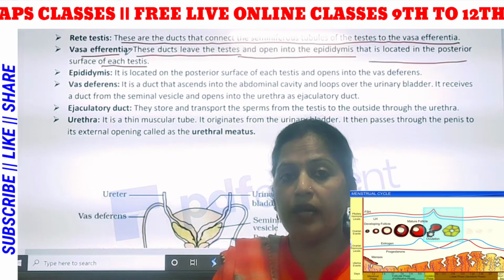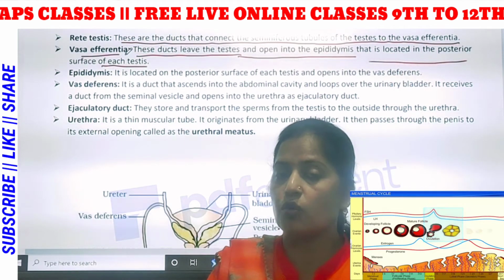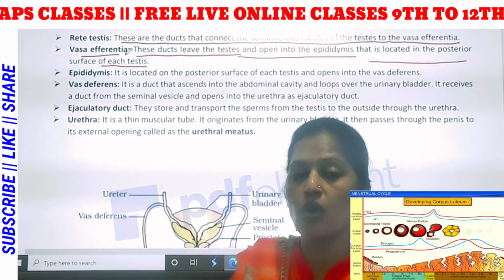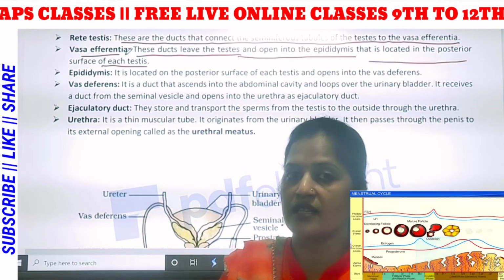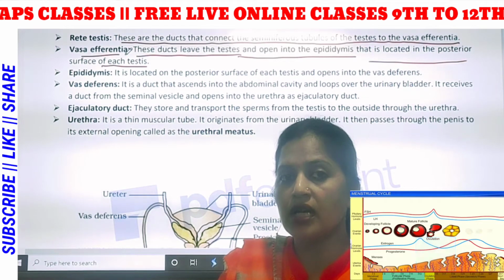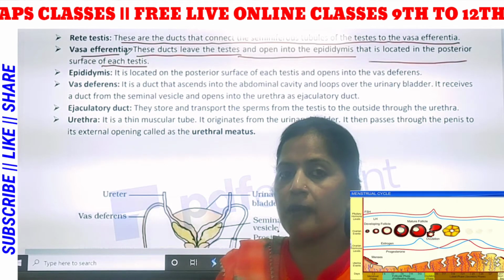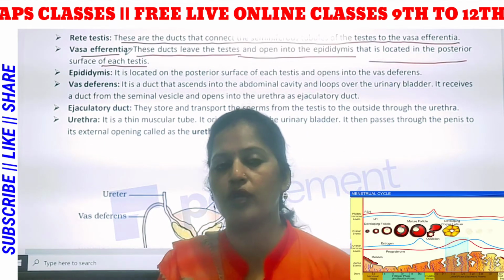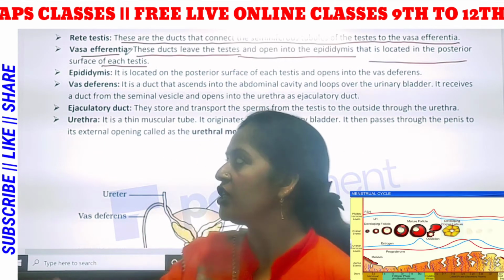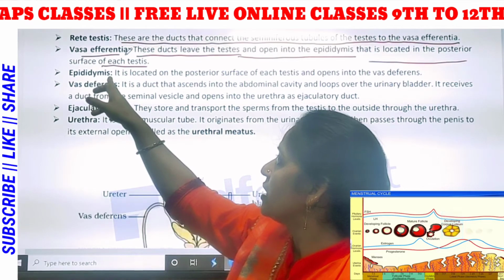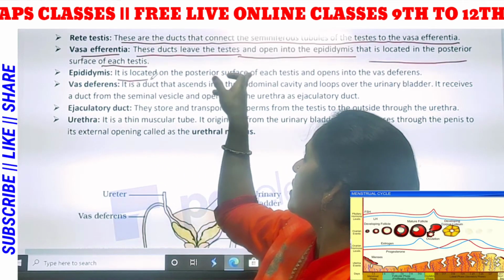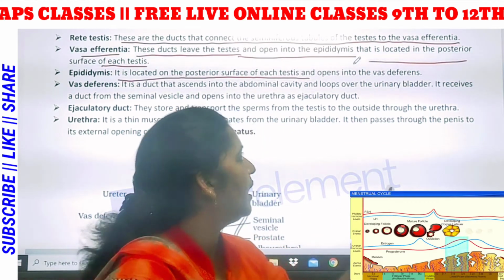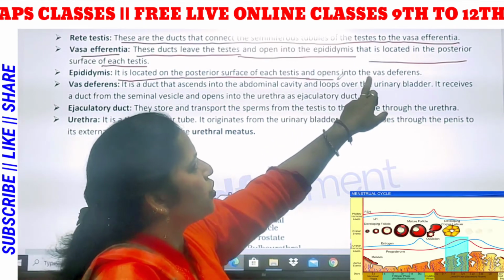The main location, the main position of the epididymis, that is located on the posterior surface, not outside but on the posterior surface of each testis. तो epididymis जो है वो outer surface नहीं, not outer but posterior surface of each testis. That is the posterior surface of each testis. Next, epididymis. It is located on the posterior surface of each testis. Epididymis जो है वो कहाँ locate करता है? On the posterior surface of each testis and opens into the vas deferens.